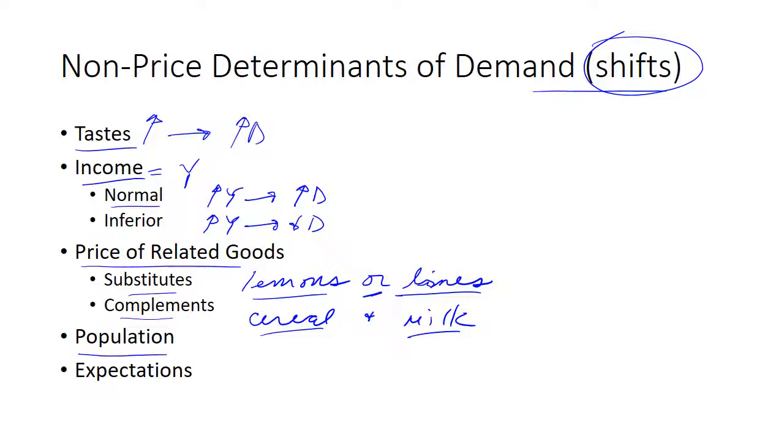Population is pretty straightforward. If population or a specific relevant demographic increases, then we're going to expect to see an increase in demand. Expectations are sort of an interesting one. Consumers have expectations about future prices, and those expectations about future prices change how they behave in the present.